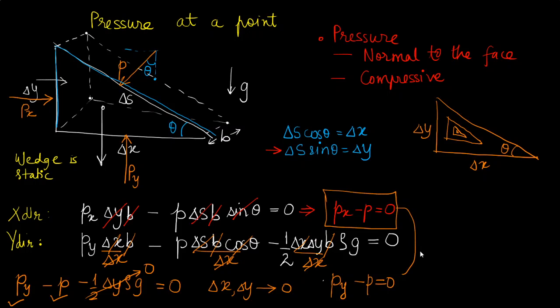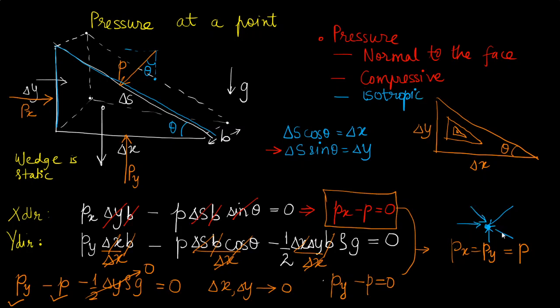So if we combine these two results, we have Px equal to Py equal to P, which means that the force at a point does not depend on which direction it acts from. It means that the force due to pressure at a point is isotropic. It acts equally from all sides.